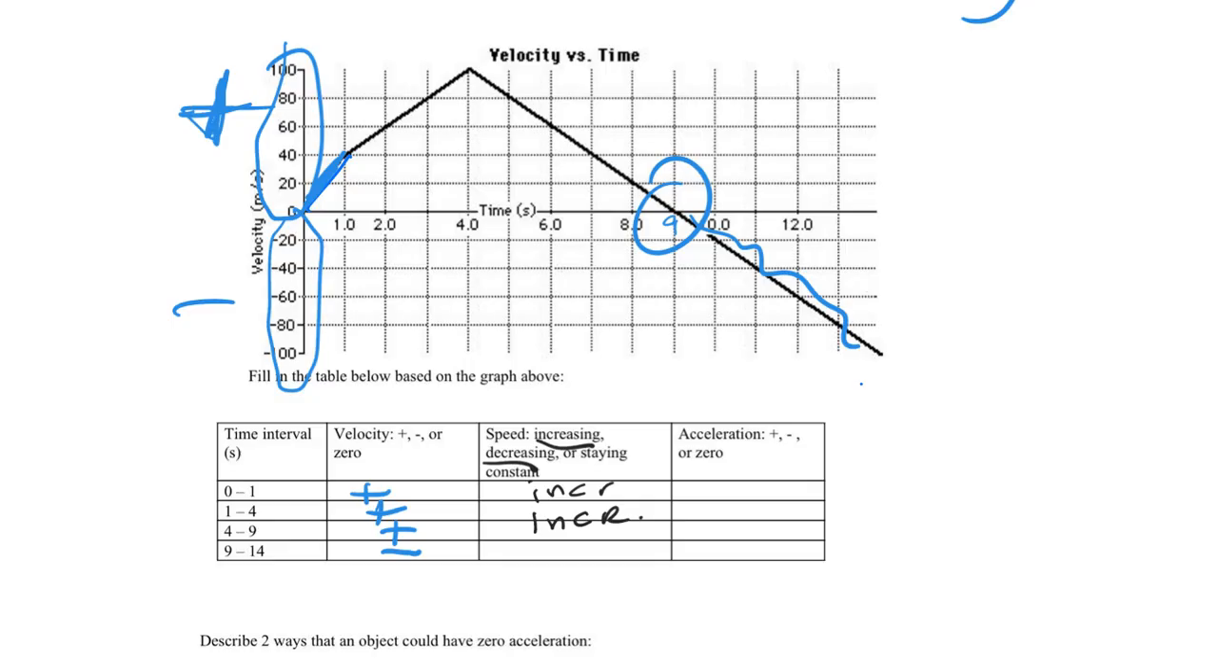Wait, 4 to 9. 4 to 9 is going towards the x-axis, so it's decreasing. 9 to 14 is going away from the x-axis, so it's increasing again. Okay, so these are your rules. Is acceleration plus or minus?